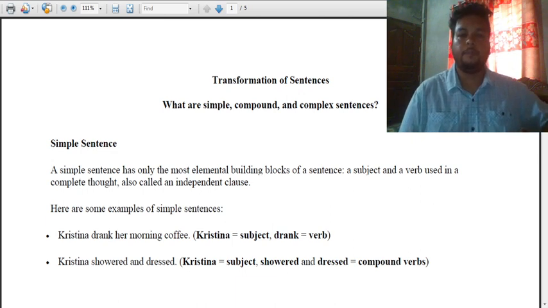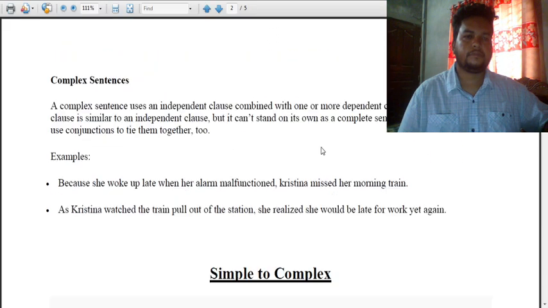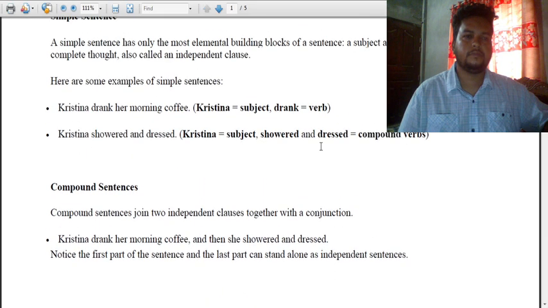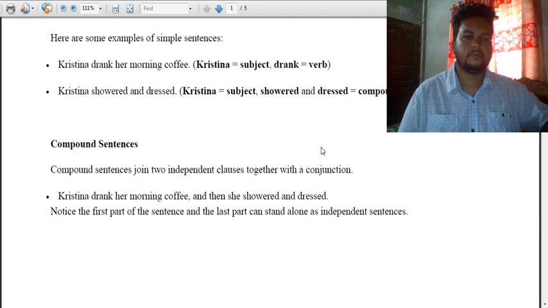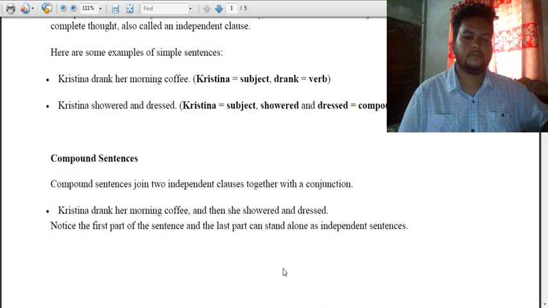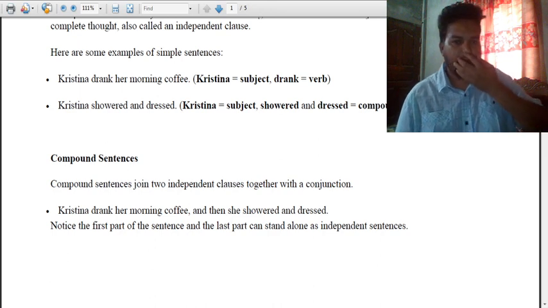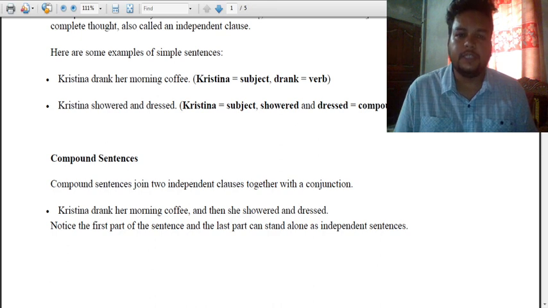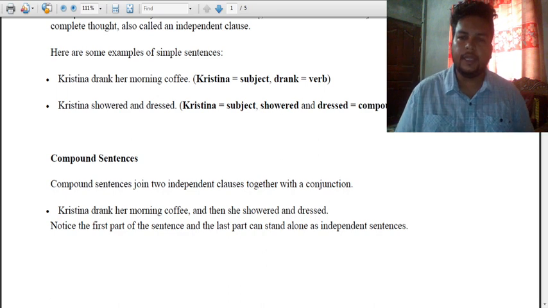Let's move on. What is a compound sentence? Keep listening. A compound sentence joins two independent clauses together with a conjunction. So here also there are two independent clauses, and they are connected or joined by a conjunction.